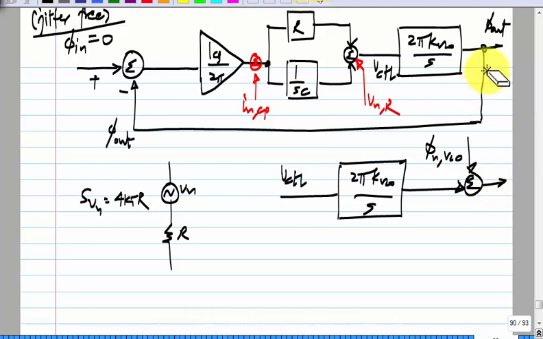So, that is where it appears. You have to add it.